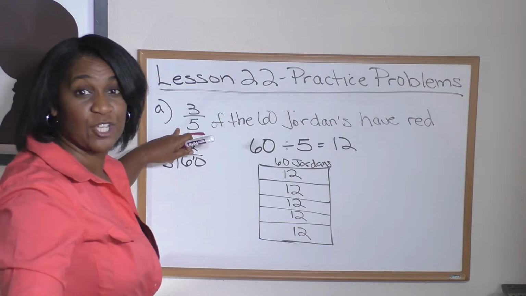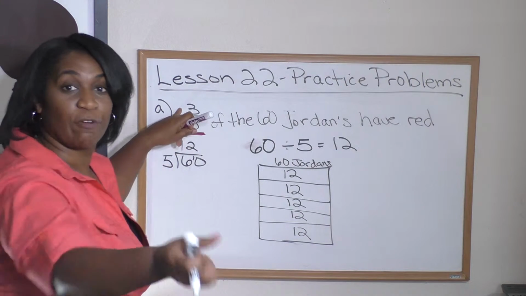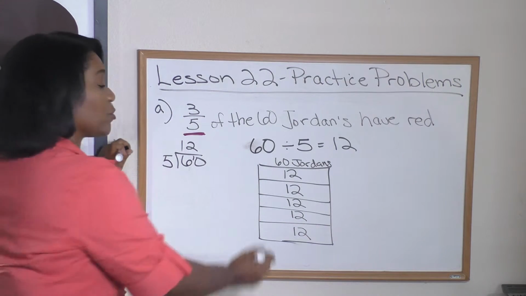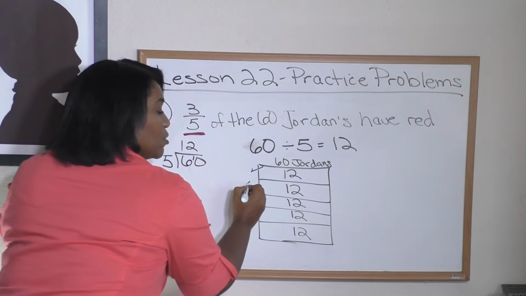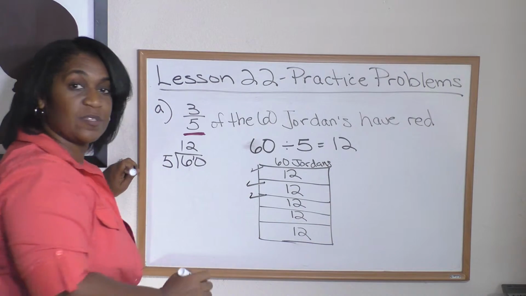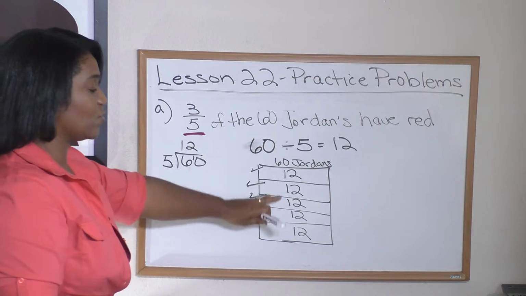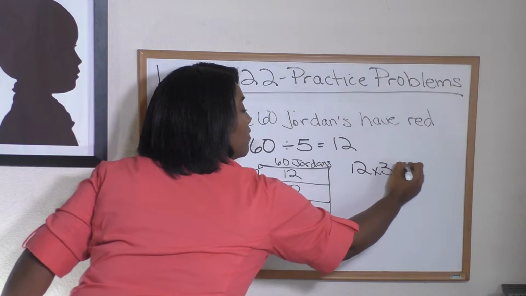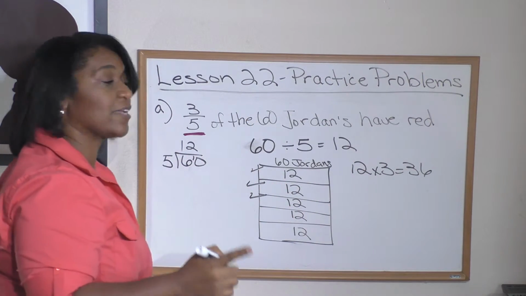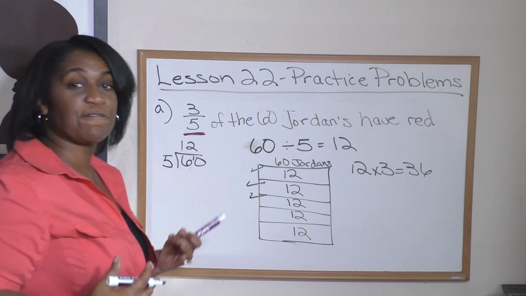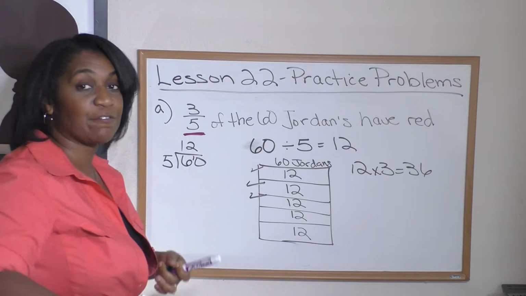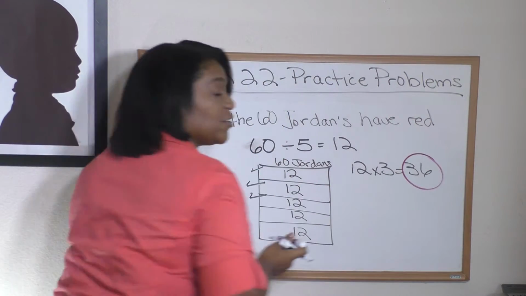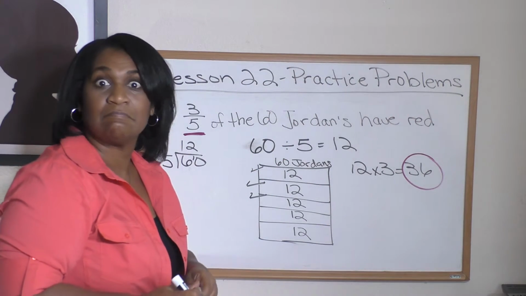And now we do step 2, which is I want 3 of my groups. So take a look. I want 3 of my groups. 1 group, 2 groups, 3 groups. And that means I'm going to take 12 and multiply it times 3. That's going to give me 36. So when I say 3/5 of the 60 Jordans have red in them, I'm really saying that 36 of the Jordans have red in them.